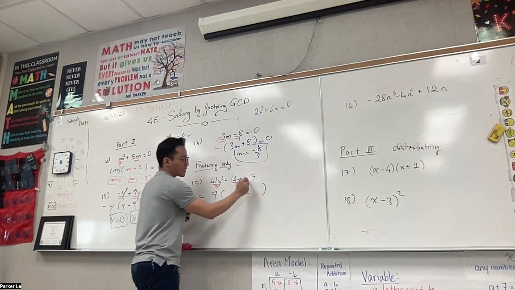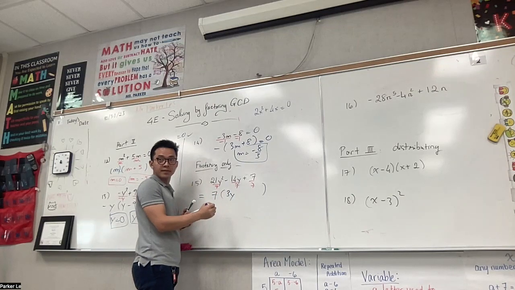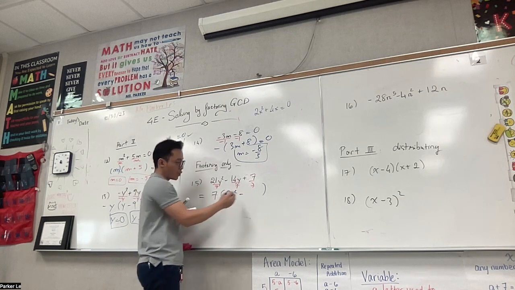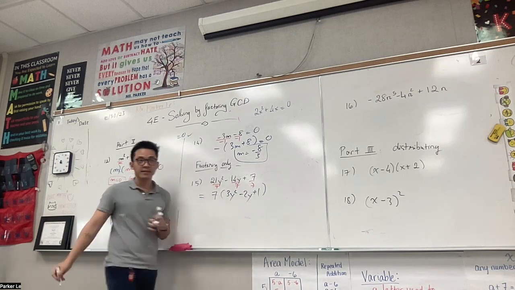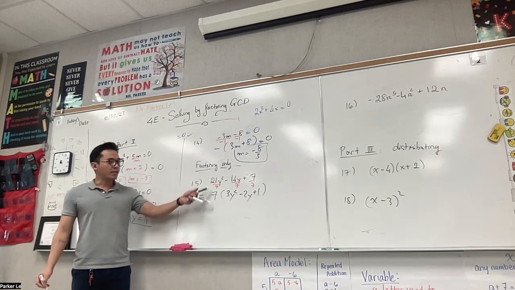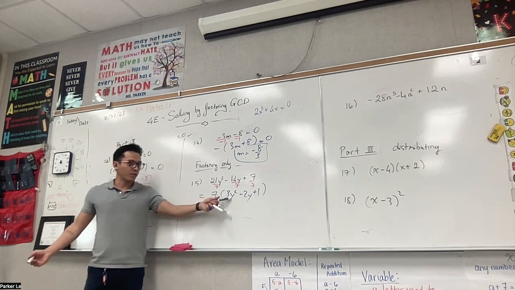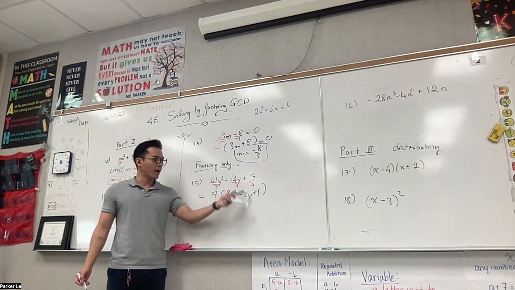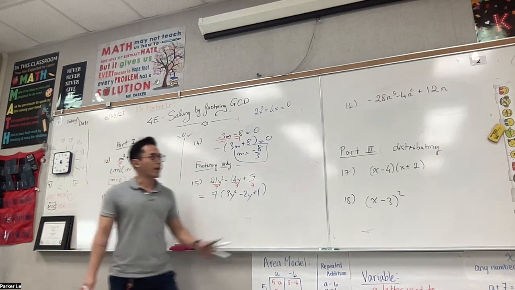That means you divide everything by 7. 3y squared minus 2y plus 1. Take 7 out, that means you divide it. 21 divided by 7 is 3. y squared is still there, nothing to cancel out. Negative 14y divided by 7 is negative 2y. 7 divided by 7 is 1. That's it.